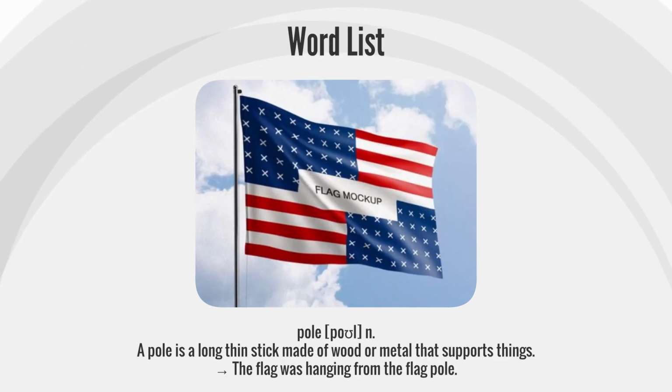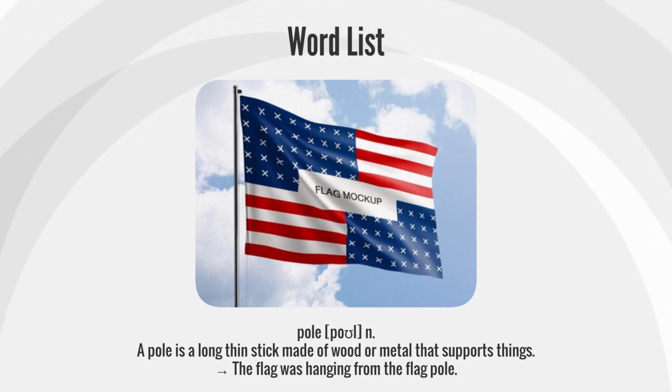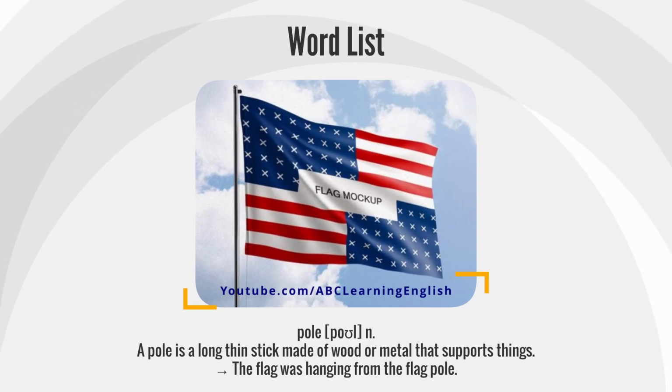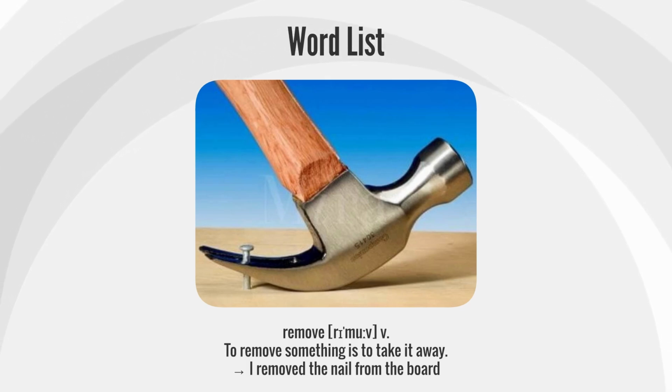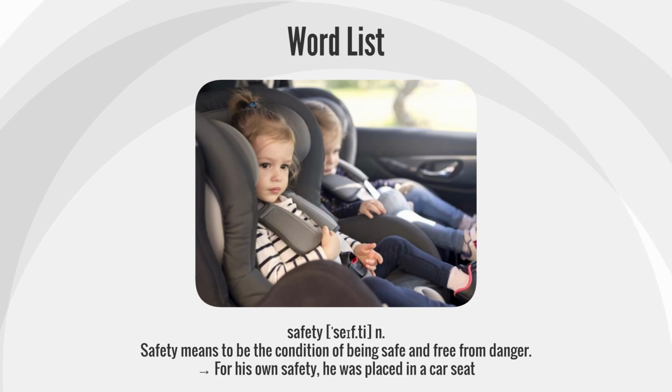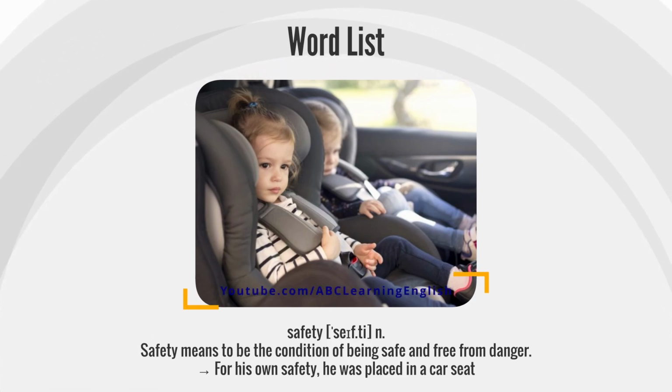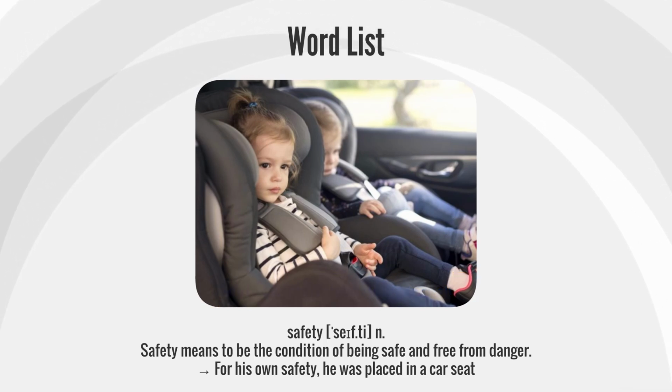Pole. A pole is a long, thin stick made of wood or metal that supports things. The flag was hanging from the flagpole. Remove. To remove something is to take it away. I removed the nail from the board. Safety. Safety means the condition of being safe and free from danger. For his own safety, he was placed in a car seat.